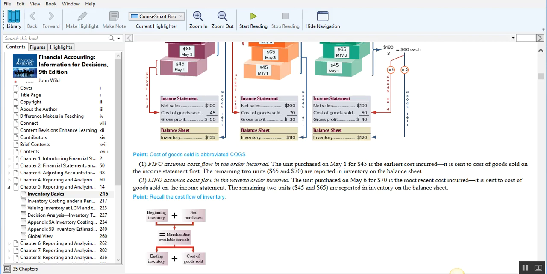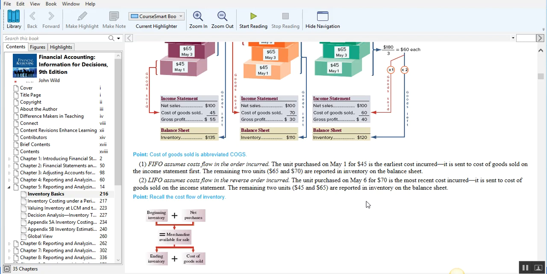Now, LIFO assumes the cost flow is in the absolute reverse order of FIFO, that the unit you most recently purchased is the unit you're going to sell first. What this does, really, is that FIFO is going to keep track of the cost of these items based on probably the way you're going to sell the goods. LIFO will match up the most current cost of goods that you're getting into the store so that you're going to have a more current cost of goods than you would with FIFO.